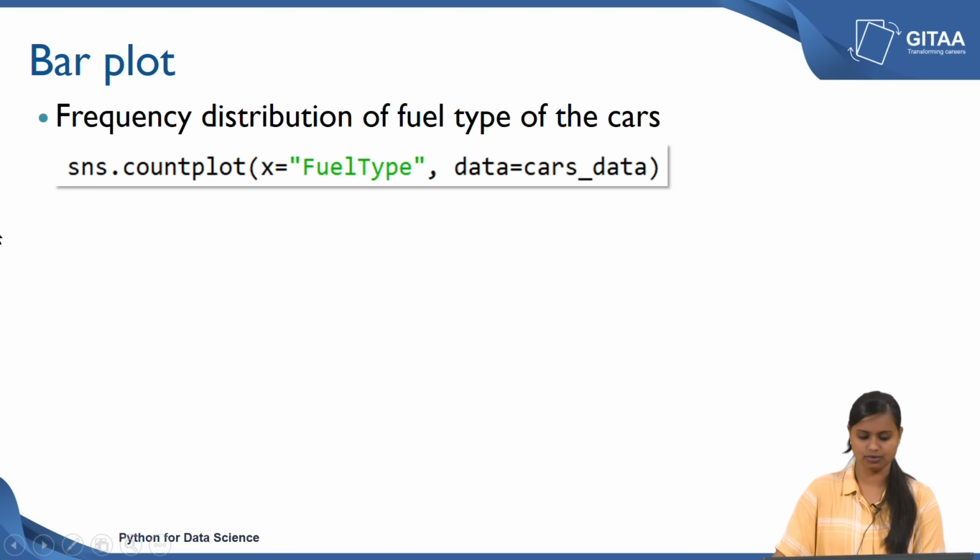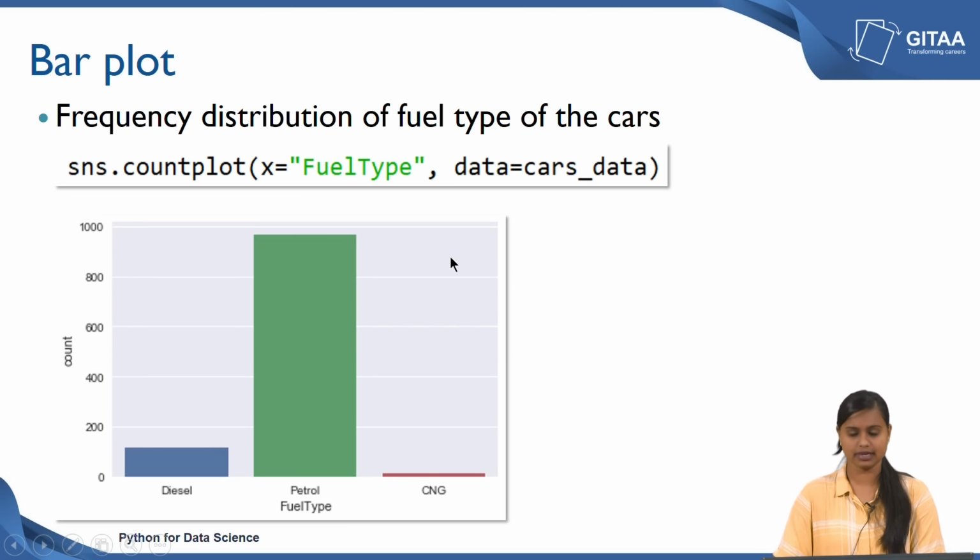It is cars_data. So, it is straightforward, you will get the output. You are getting the fuel type on your x axis and the count on your y axis, and the bars are the representative for the counts with respect to each fuel type. So, it is very evident from the plot that most of the cars have the fuel type as petrol, and there are very few cars whose fuel type are diesel or CNG.